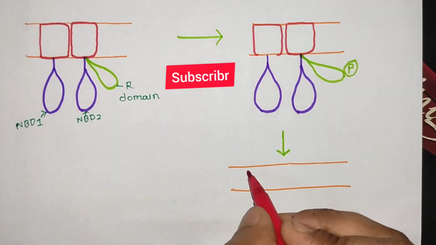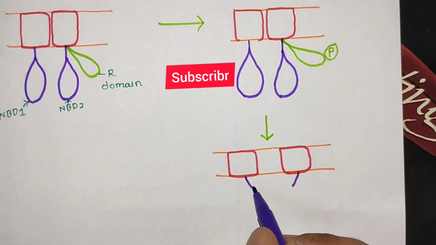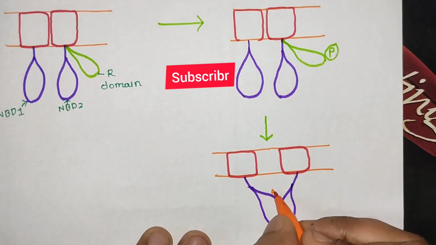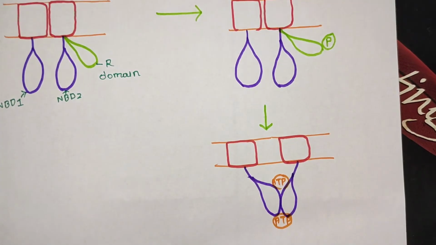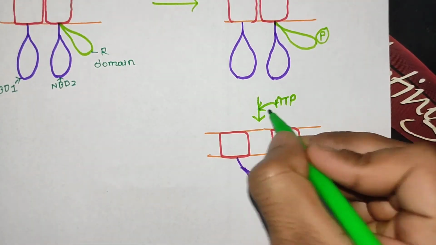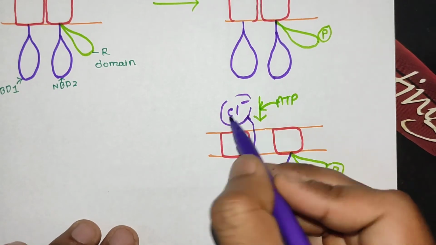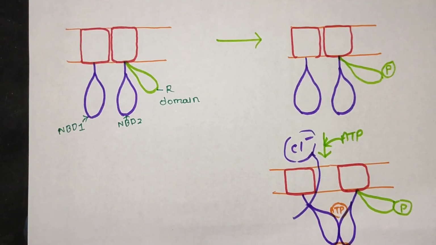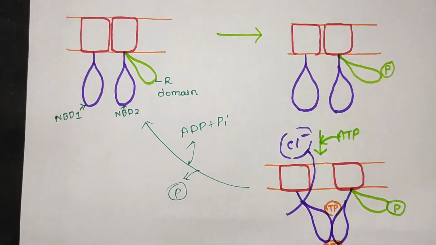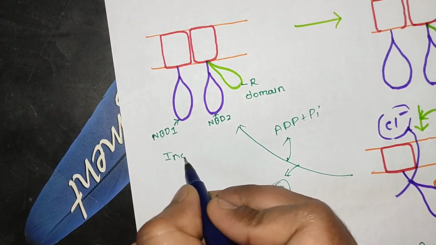Now phosphorylation of the R domain allows the binding of ATP. As you can see, the NBD1 and NBD2 domains bind with ATP, and it leads to opening of the channel. The R domain is also phosphorylated. Now movement of Cl- occurs because it is an opening state. But when the ATP is hydrolyzed into ADP and Pi, and the phosphate from the regulatory domain is removed, the channel becomes inactive, or remains in a closing state.